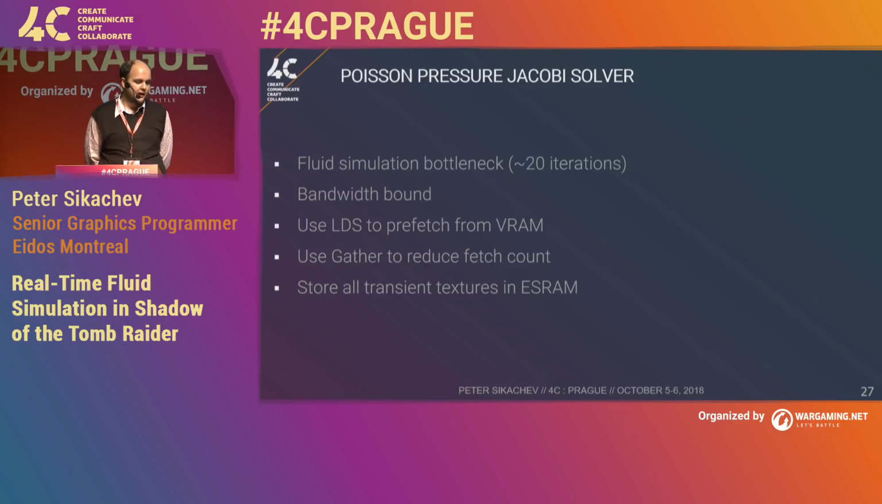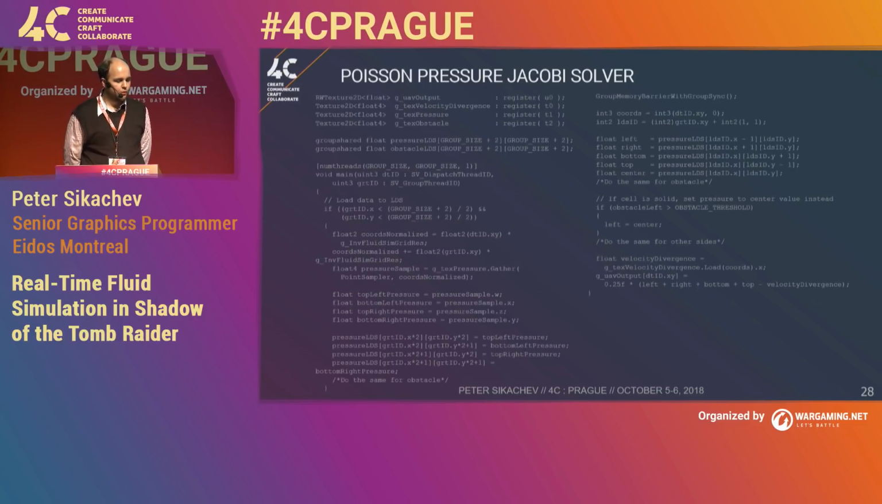I recommend using it. And we store all transient textures, basically everything except density and velocity, in ESRAM. If you do any Xbox One programming, you know what I mean. You have to use and abuse it at all times. Otherwise, it's really hard to get good bandwidth. So again, this is the shader for the Poisson pressure solver that you can study later on in your spare time.